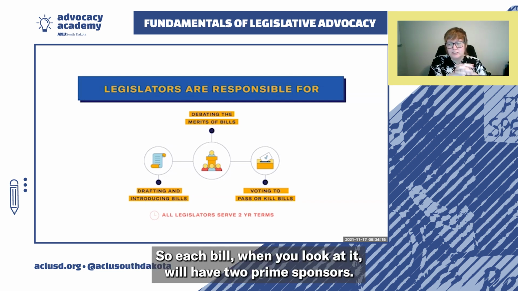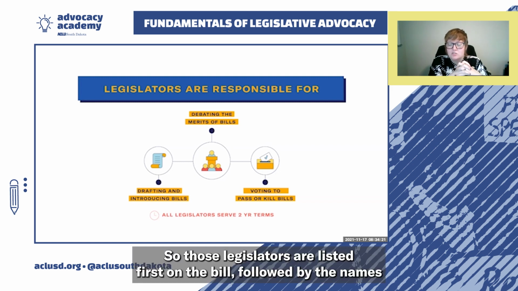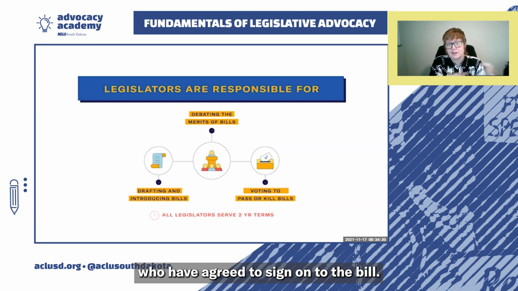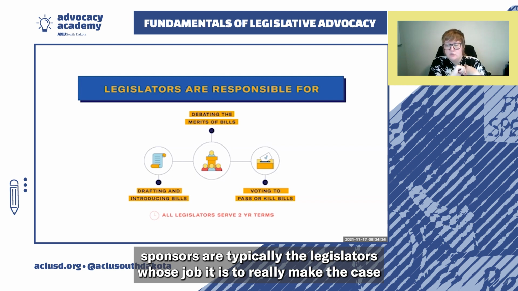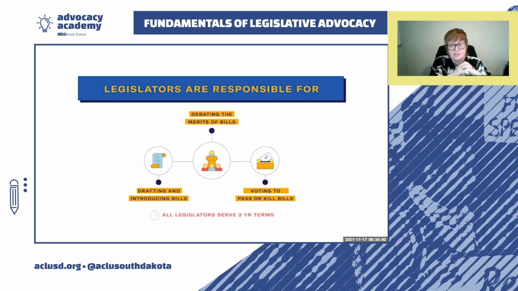So each bill, when you look at it, will have 2 prime sponsors. One is a member of the House and one is a senator. So those legislators are listed first on the bill, followed by the names of the co-sponsors, and co-sponsors are other legislators who have agreed to sign on to the bill. The prime sponsors are typically the legislators whose job it is to really make the case for the bills in hearings and usher it through the legislative process.